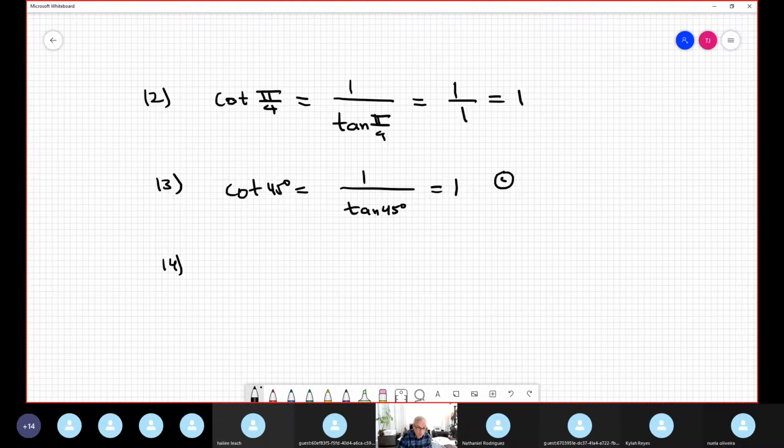14 is cosine 30 degrees. Oh, it's easy. I know by memory que es radical 3 over 2. Actually, do you memorize this or not? Yes, Professor. Just the 30, 60, and 45. It's the only thing. 30, 45, and 60. The rest is using memory device.